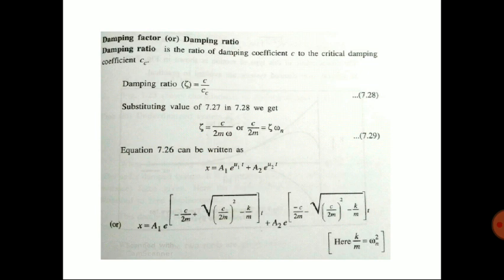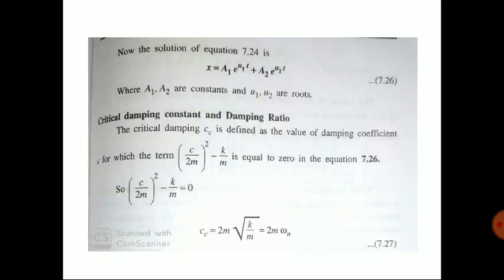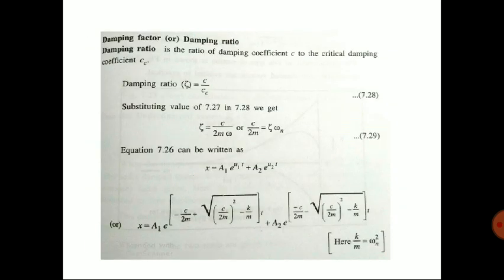So theta equals C by 2m omega n. And if we take C by 2m only, we get omega n to the left. So C by 2m equals theta omega n, right? Means omega n we are taking to the left.